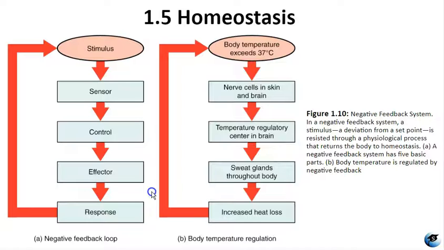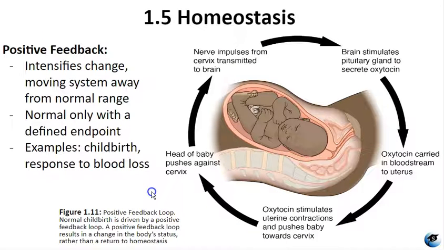Body temperature regulation is an example, like we said, of the negative feedback system. Exposure to cold activates the brain's heat gain center, reducing blood flow to the skin and triggering mechanisms to conserve heat, such as shivering and increased metabolic activity. Positive feedback intensifies a physiological change, and it moves the system away from the normal range, but it's normal only with a defined endpoint.